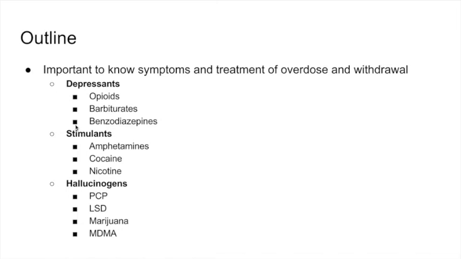Stimulants is the second category. These are medications that stimulate the nervous system: amphetamines, cocaine, and nicotine are drugs in this category. And then the last category is hallucinogens. These are drugs like phencyclidine, PCP, or LSD, marijuana, and MDMA or ecstasy. As we go through these drugs, keep the outline in your mind.